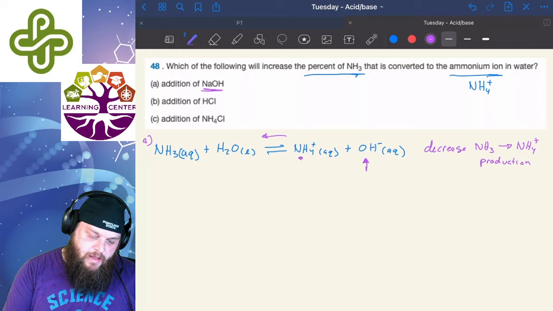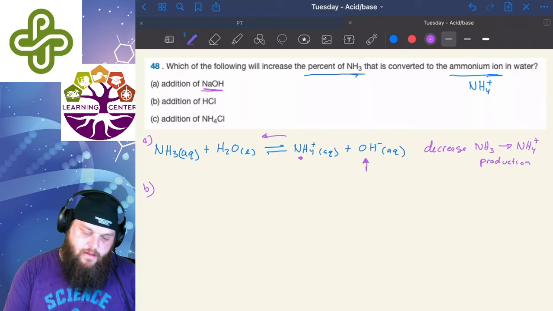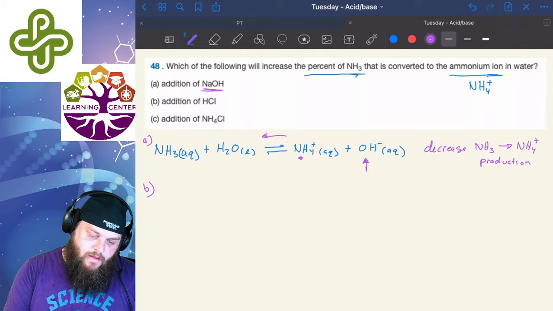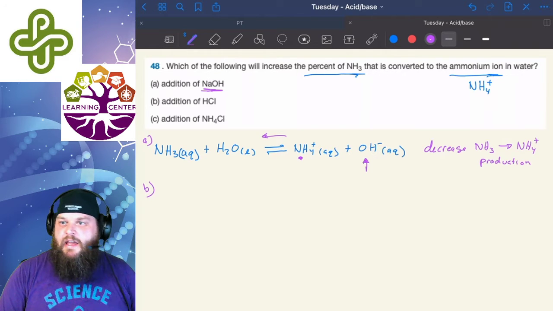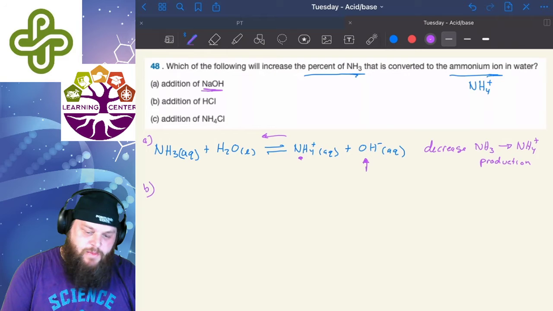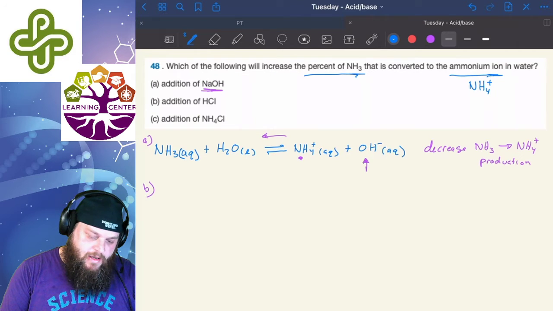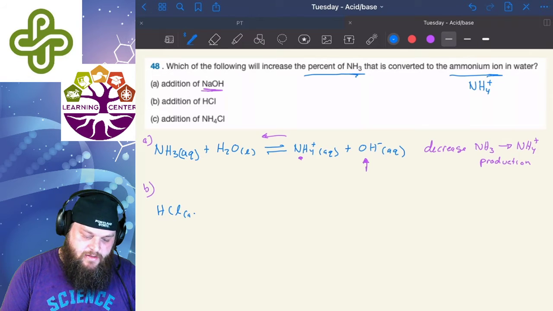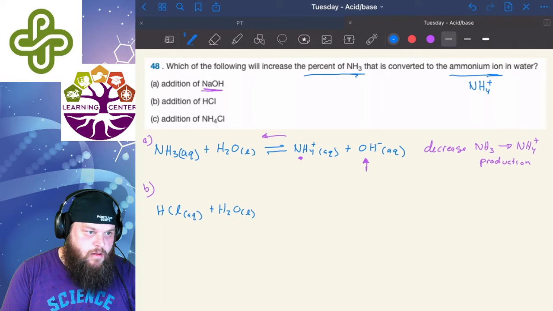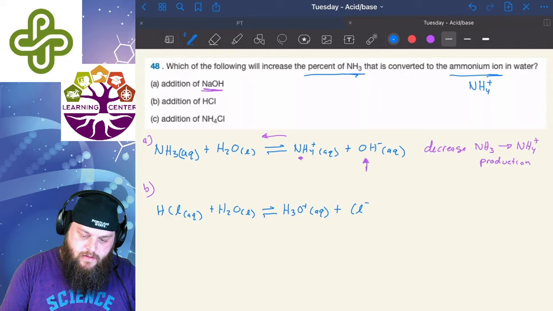For part B, we take that same equation, but now we're adding HCl. So what happens when we add HCl? I can rewrite the HCl acid-base dissociation: HCl plus H2O liquid is in equilibrium with H3O plus aqueous plus chloride.